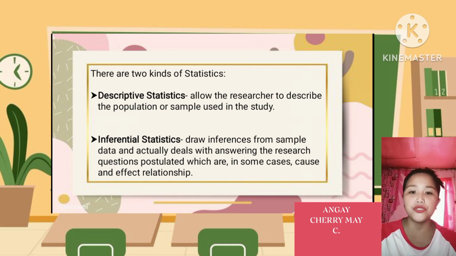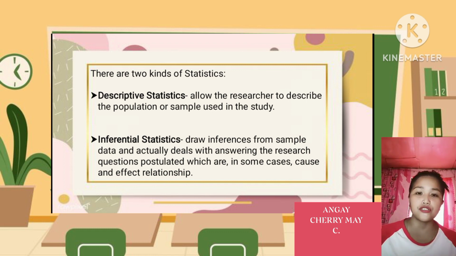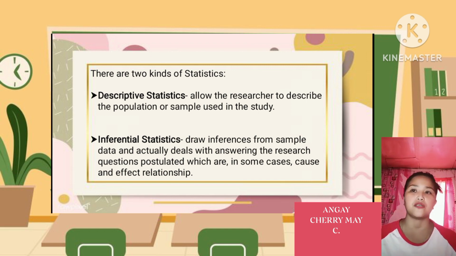So there are two kinds of statistics. One is descriptive statistics. Descriptive statistics allows the researcher to describe the population or sample used in the study. The second is inferential statistics. Inferential statistics draws inferences from sample data and actually deals with answering the research questions postulated, which are in some cases cause and effect relationships.